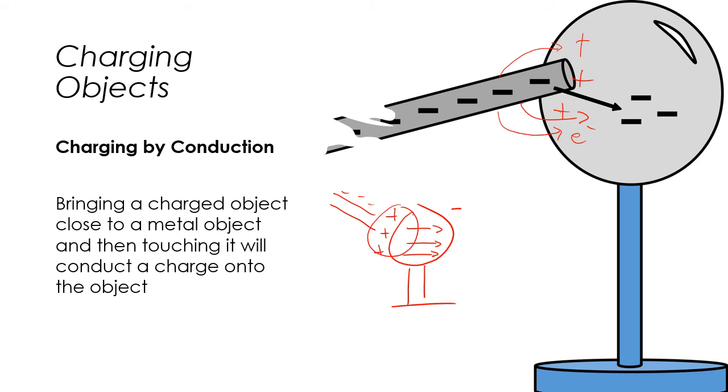Now, once those electrons have jumped onto the metal sphere, we take the rod away. That sphere will now have excess electrons on the left, and it would still have electrons on the right. So overall now, because we added electrons to it, we have a net negative charge on the sphere. Okay? So that's charging by conduction. You're directly touching the object, you're conducting a charge onto it.